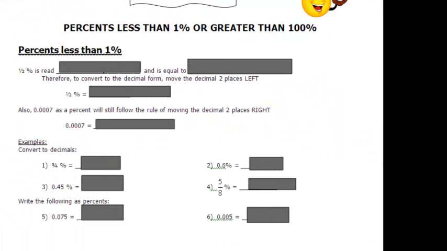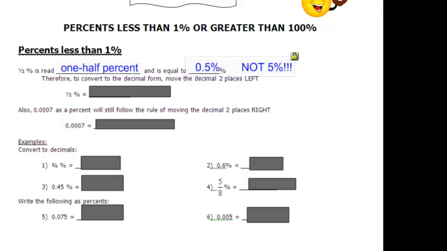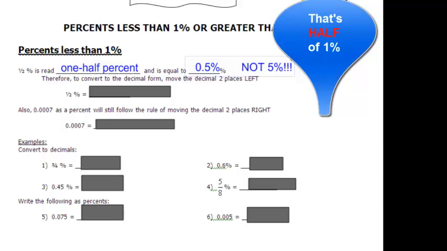Now let's look at the oddballs. These are the percentages that students sometimes get confused by because we're dealing with decimals. Let's look at this particular scenario. If percents are less than 1%, it's a very, very small amount. 1/2% is read 1/2%. It is equal to 0.5%. It's not 5%. It's 0.5%.